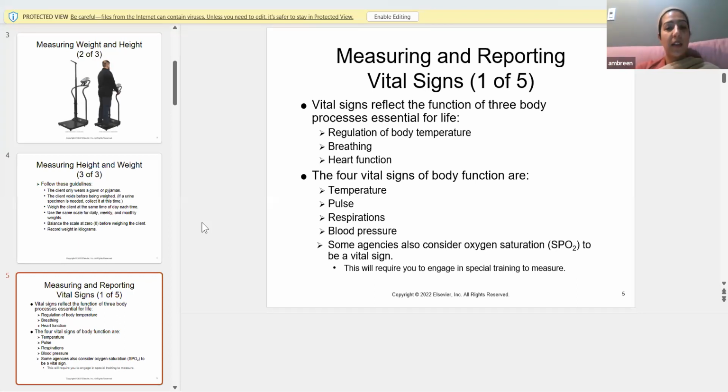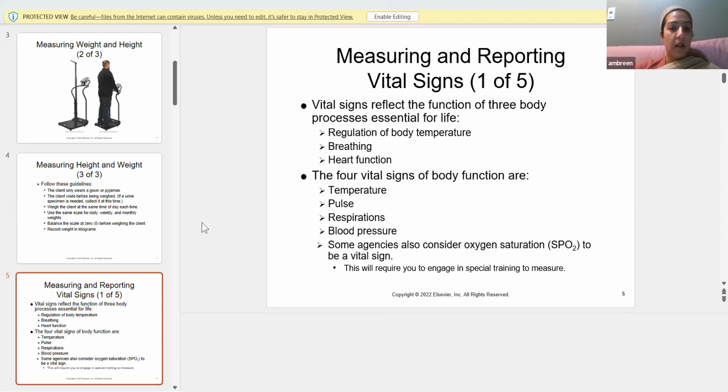The 4 vital signs of the body functions are temperature. If the temperature is very low, I would again repeat, I know it's not for you, but just to keep it in mind, a very low or a very high temperature is a sign of sepsis, which is an emergency.